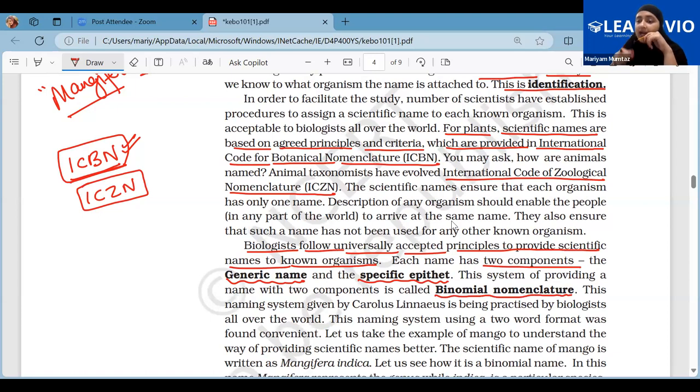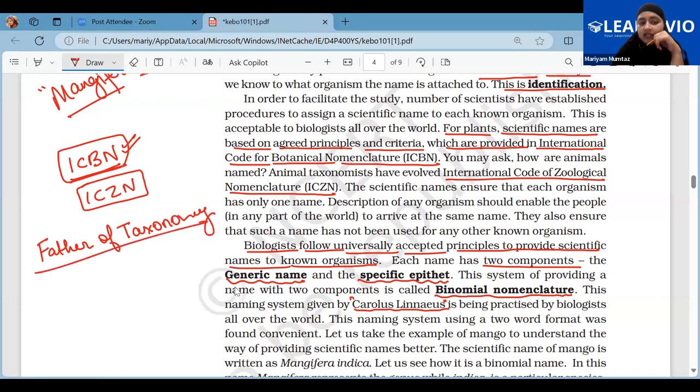So we follow binomial nomenclature. Bi means two. Nomial refers to the name. So two-name nomenclature is known as binomial nomenclature. This system of naming was given by the scientist Carolus Linnaeus, a very important person in the field of biology. We call Carolus Linnaeus the father of taxonomy. The rules and groundwork of the taxonomy that we study were actually done by Carolus Linnaeus. Always remember that he is known as the father of taxonomy.